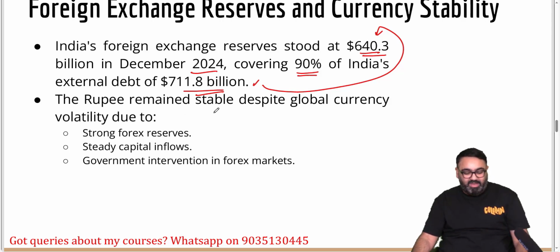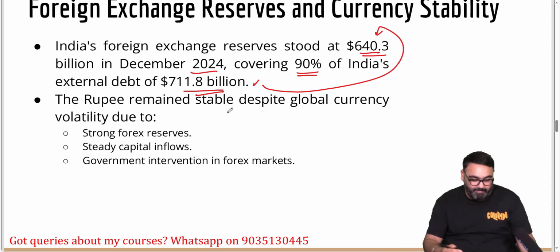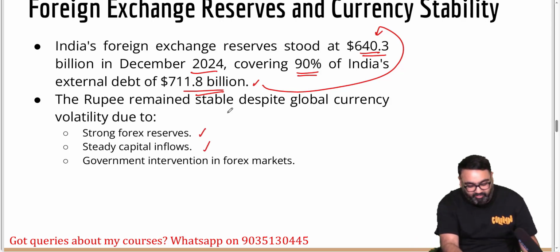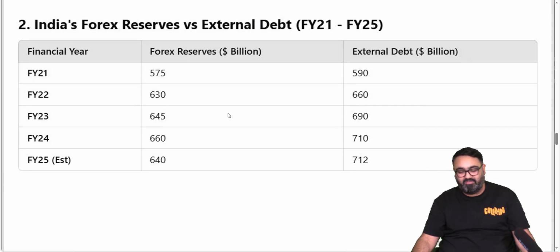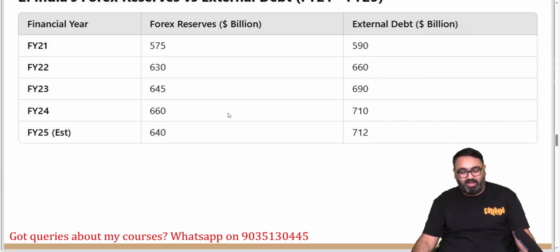The rupee, however, has remained stable despite global volatility. You might say that the value of the rupee is declining, it's depreciating, it is, but it's not that volatile. We do still have strong forex reserves. We have capital inflows, and remittances have also been very steady.